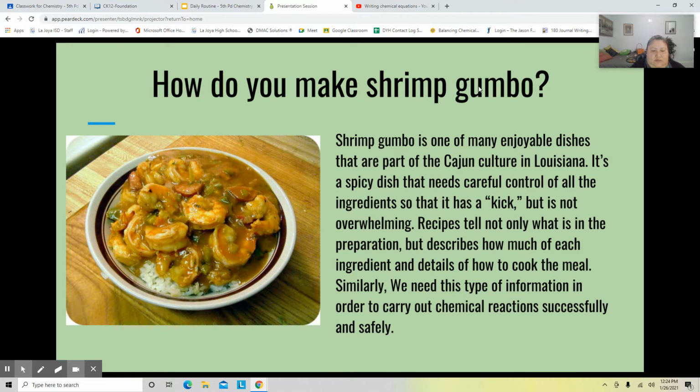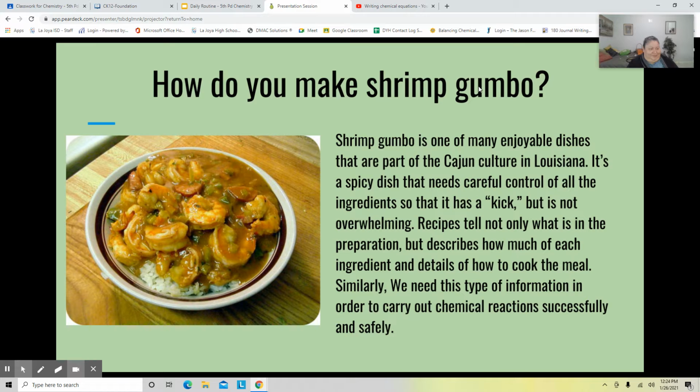Shrimp gumbo is one of those Cajun dishes or cuisines that are famous in Louisiana. Cajun culture and Cajun food is very big in New Orleans and just about everywhere you go in Louisiana. I'm not a big fan of Cajun food because it is very spicy, and I'm not a big fan of spicy food. But I will steal a couple of pieces when my husband orders it. He loves spicy food. But either way, we need to talk about how do you make shrimp gumbo as part of our introduction for writing chemical reactions.